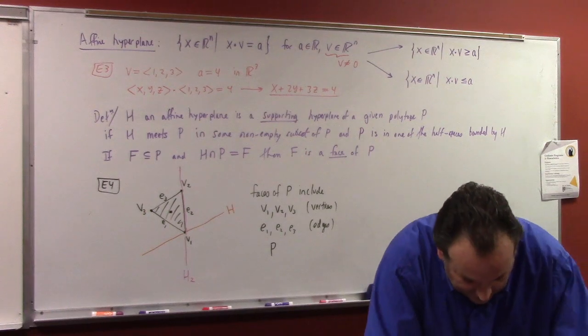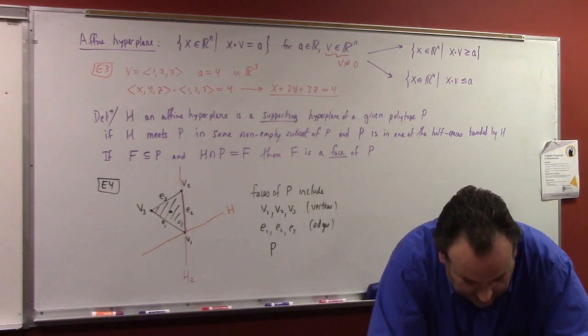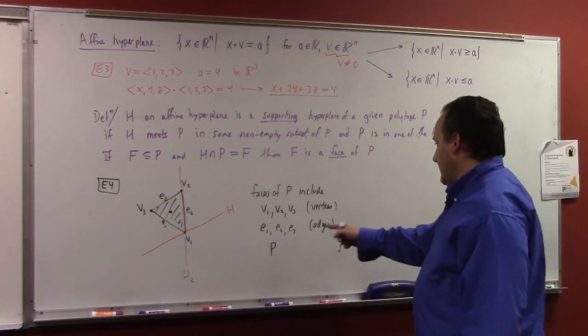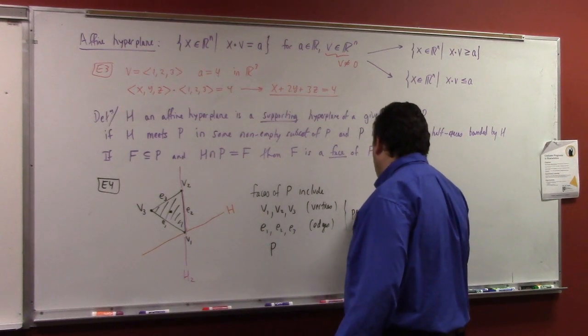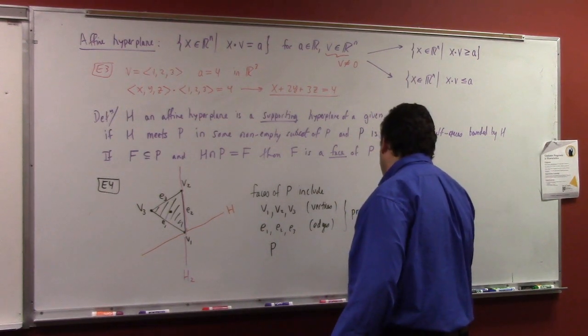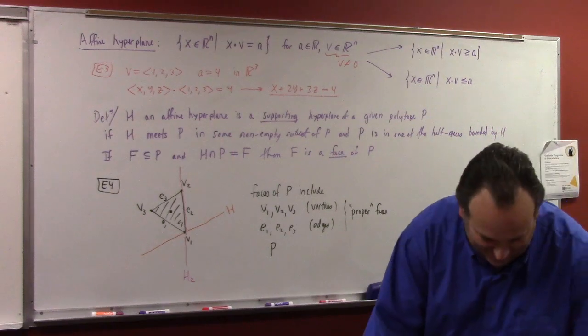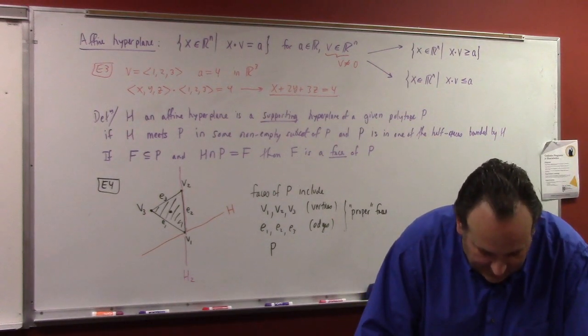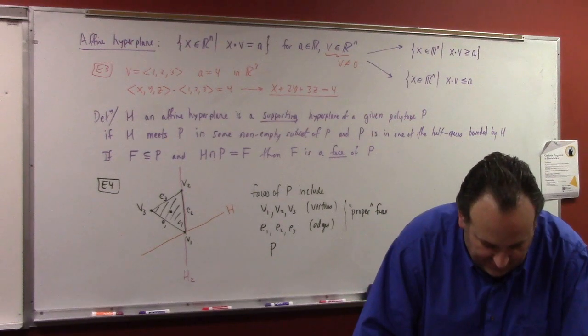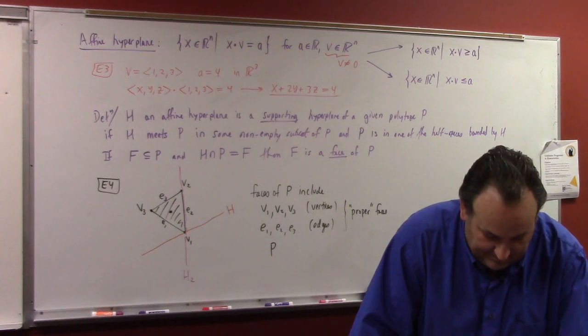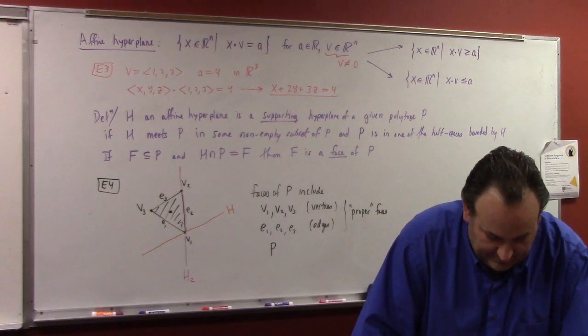Well, let me make sure that's the case. However, a face, but these are the quote-unquote proper faces. So the face being P is, I guess, an improper face. My extension of the language here. All right, let me go on here. The dimension of a face is the dimension of the smallest affine subspace containing it.